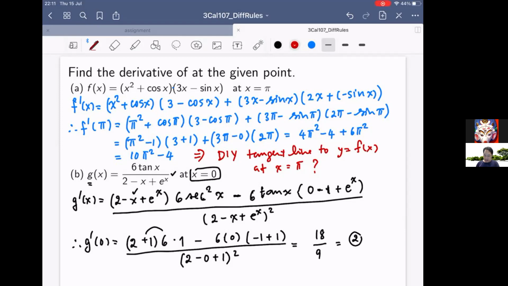Okay, again, if you want, you may challenge yourself by finding the equation of the tangent line to the curve at the point x equals 0. It's not that difficult because we already have a slope here, right?